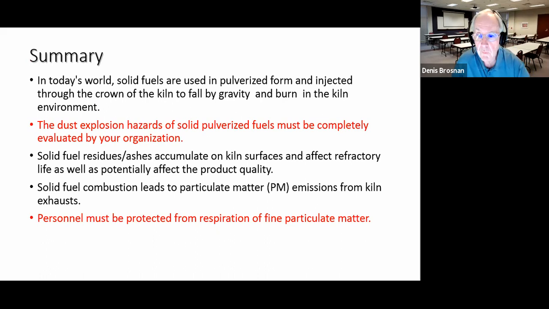We've talked a lot about using them in today's world in the pulverizing form. We've talked about how to get them into the kiln so that they can fall down by gravity and burn in the kiln. So pneumatic placement and transport is required. That brings around the idea of the potential for dust explosions. And so I've described dust explosions with any ignitable powder, solid powder, as something you need to be concerned about and follow your company's safety protocols and make sure that they've thoroughly considered dust explosions.